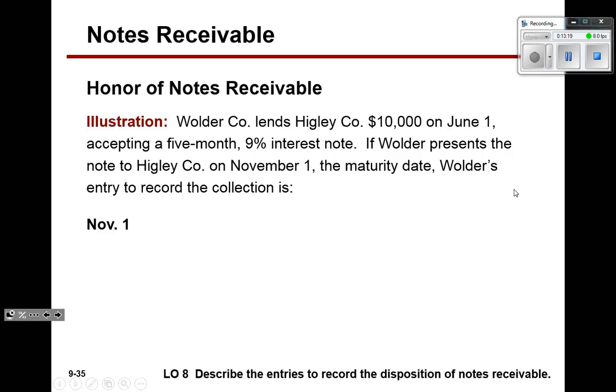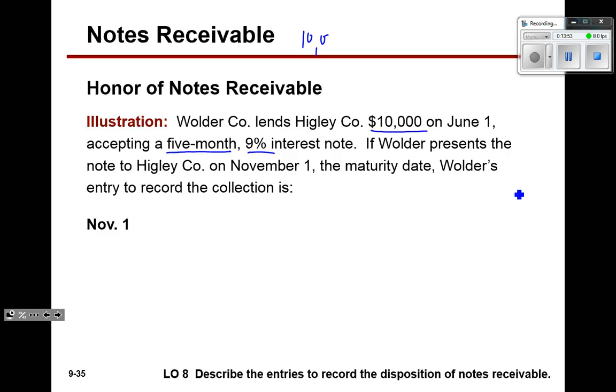Here's another one. Walder Company, so that must be us, lends Higley $10,000 on June 1st. A 5-month 9% note. If Walder, so that's us, presents the note to Higley on November 1st, the maturity date, Walder would do what kind of entry? So basically on June 1st, 5 months later on November 1st, what would it look like when they pay their bill?